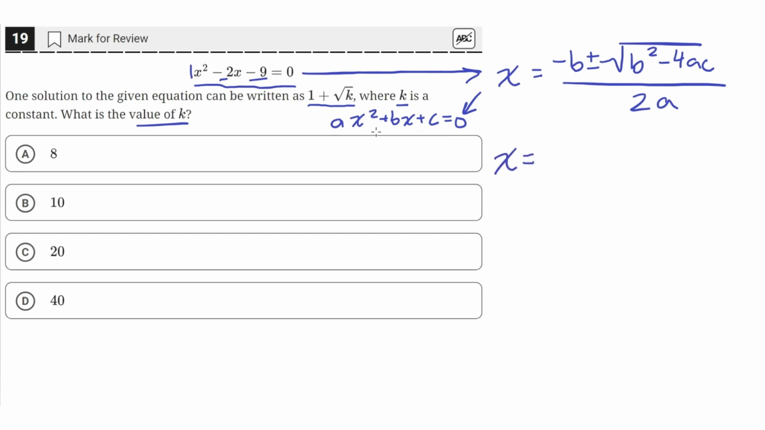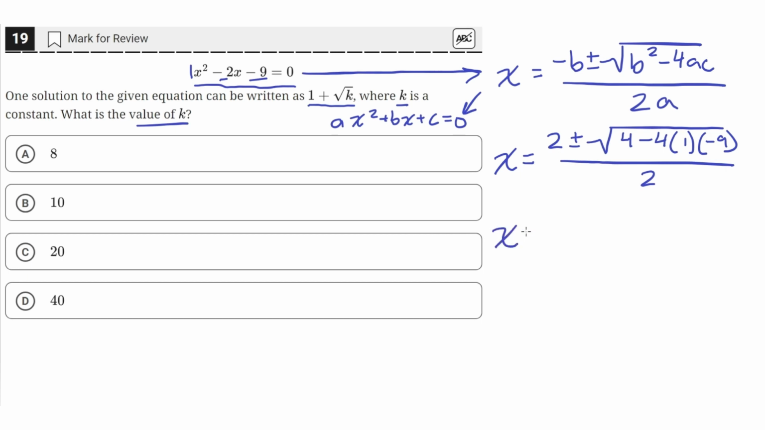So negative b is going to be negative negative 2, so that's just 2, plus or minus the square root of b squared. So negative 2 squared is 4, minus 4 times a, which is 1, and c, which is negative 9. All that square rooted, over 2a. So a is 1, so the denominator is just 2. Okay, let's simplify this down.